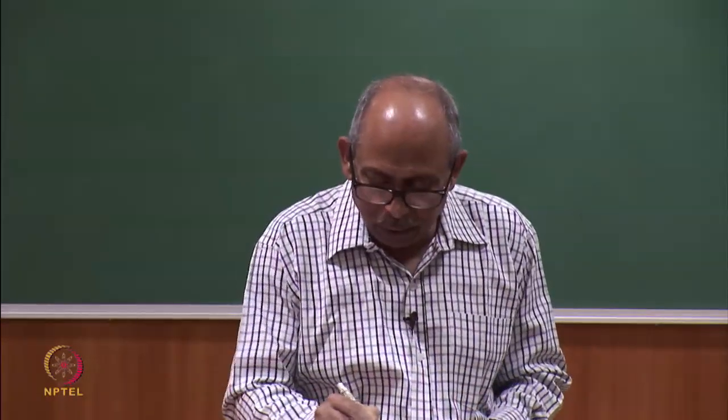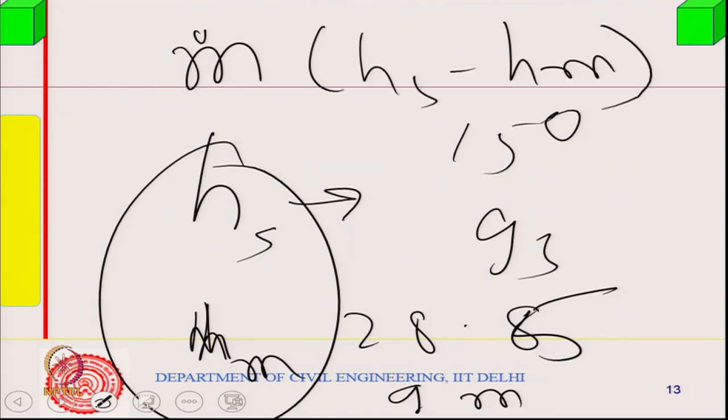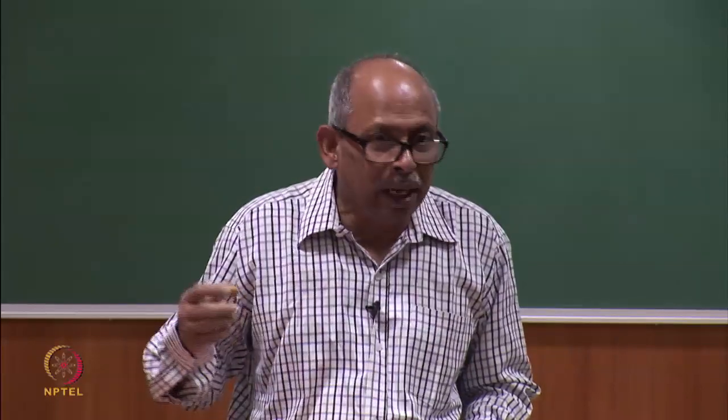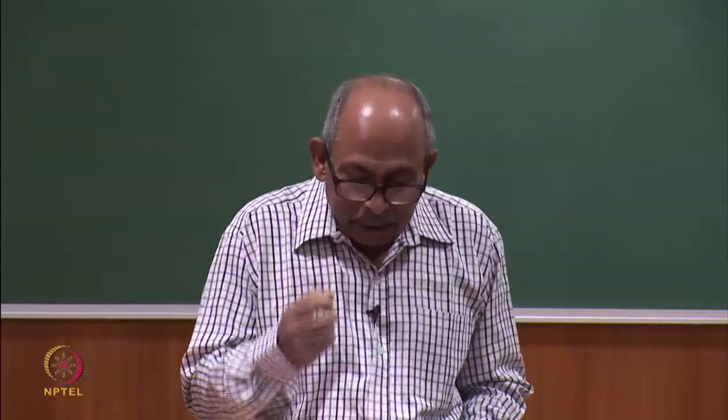This multiplied by m dot multiplied by Hs minus Hm, that is actually the energy that I have to remove, or basically I have to cool it to that level. So that much energy I have to remove. This is the cooling load.